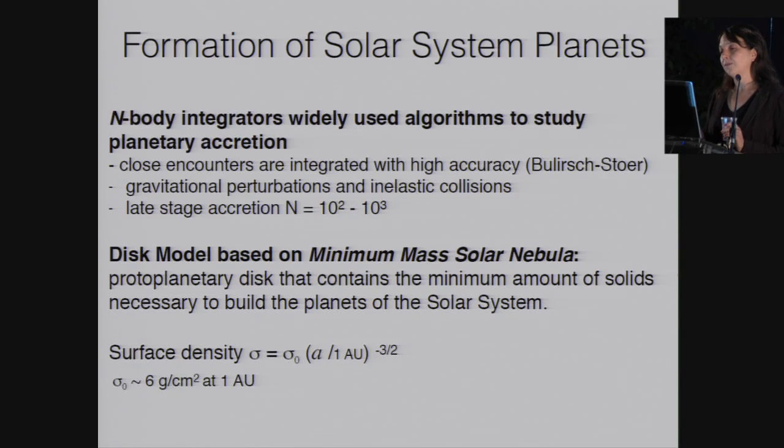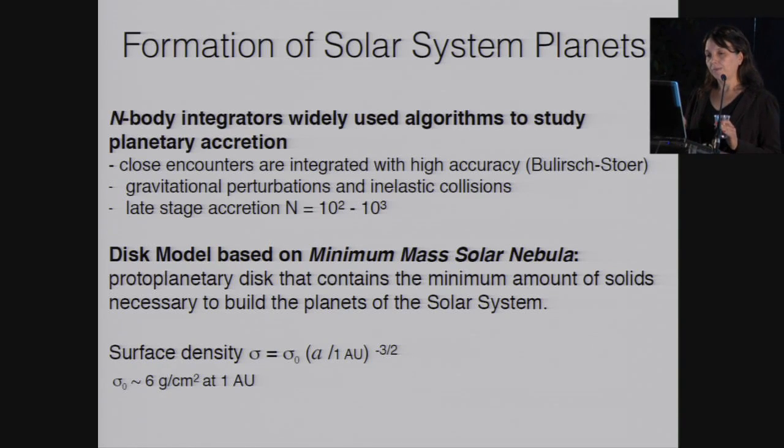Models of the solar system have often used n-body integrators to model the late stages of planet formation. They typically use a disk model that's based on the minimum mass solar nebula theory. This is a protoplanetary disk that contains the minimum amount of solids necessary to build the planets in our solar system. So what planet formation theorists have done is tweak the initial conditions to try to reproduce the planets in our solar system.